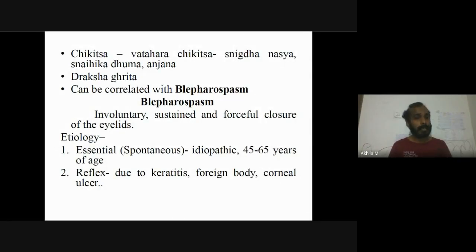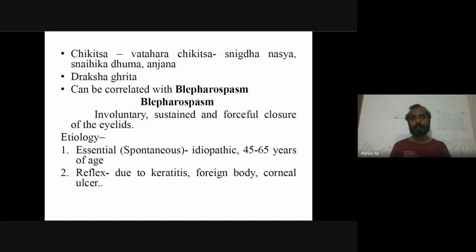Vatahara chikitsa can be advised: snigdha upanaha, snehiya dhumapana, anjana is also advised, and draksha ghritapana is also advised. It can be correlated with blepharospasm, not exactly, but sometimes. Blepharospasm is a condition with sustained involuntary forceful closure of the eyelids. That condition is called blepharospasm. So sometimes, not exactly, we can correlate it with Krichronmilana.